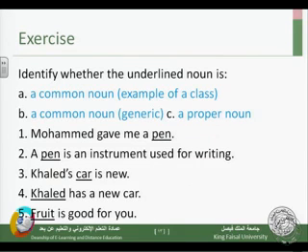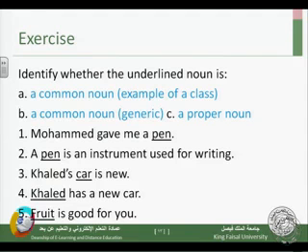Let's take a look at this exercise. Identify whether the underlined noun is A, a common noun, where it is an example of a class, B, a common noun, where it is generic, a generic noun, or C, a proper noun. So the first sentence we have here, Muhammad gave me a pen. So pen here talks about a specific example. Muhammad gave me one pen, and so it is a specific example of a class. So the choice for number 1 is A.